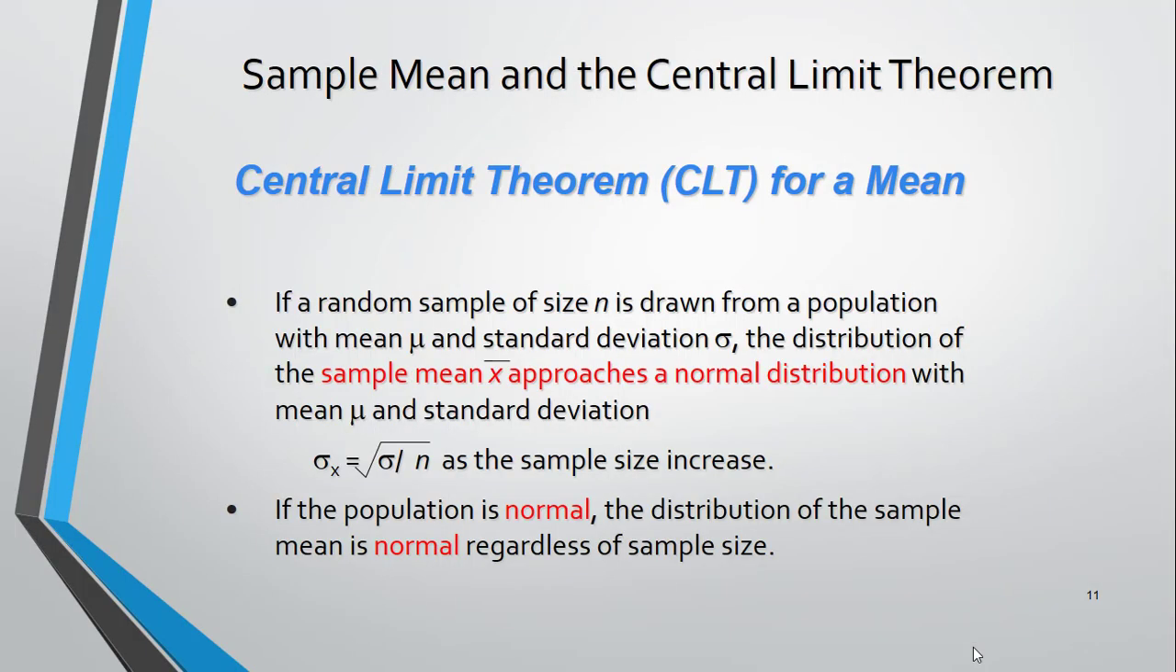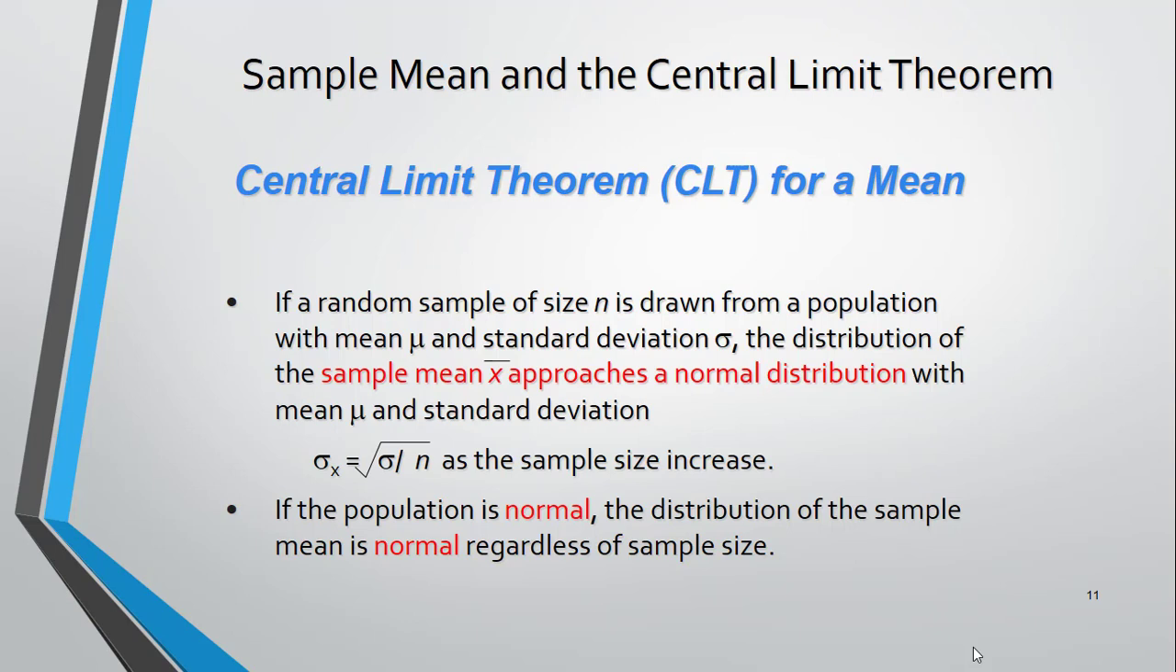There's an important theorem called the central limit theorem, or CLT, for a mean. What it says here is, if a random sample of size n is drawn from a population, you take a sample from the population, takes some GMAT scores from all the GMAT scores, right? And with a mean of mu and standard deviation of sigma, that's for the population.